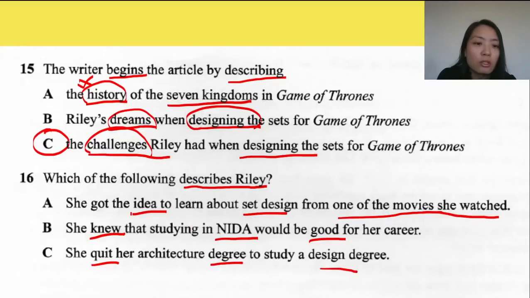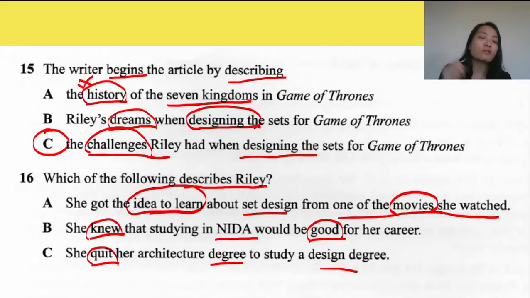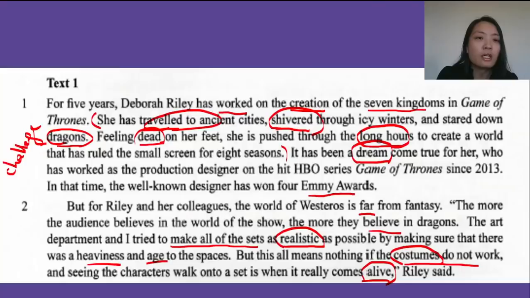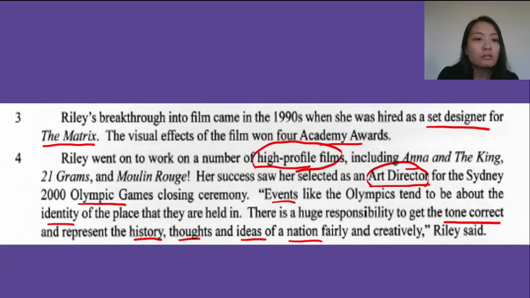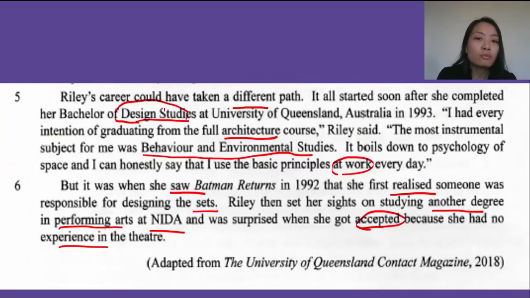All right. So did she get the idea to learn about it from a movie, or she knows that studying here would be good for her, or did she quit? So one by one, you check against the text. All right, so we go to the part of the text that talks a bit about this, about the movie, NIDA, and how she quit her architecture degree. So we can find this all in the last few paragraphs. At first, it talks about what? Okay, we look at the last one.